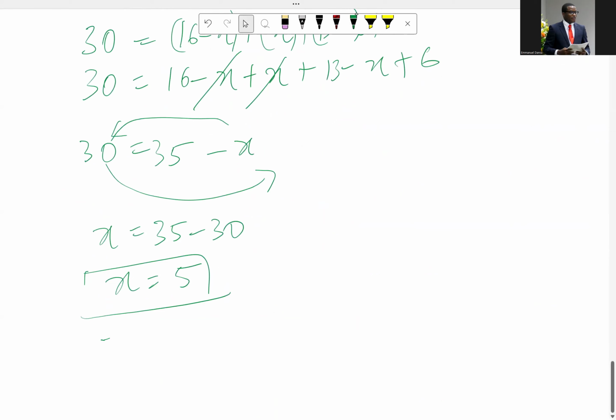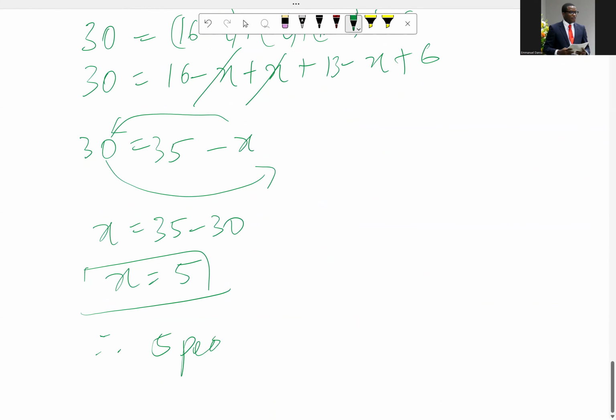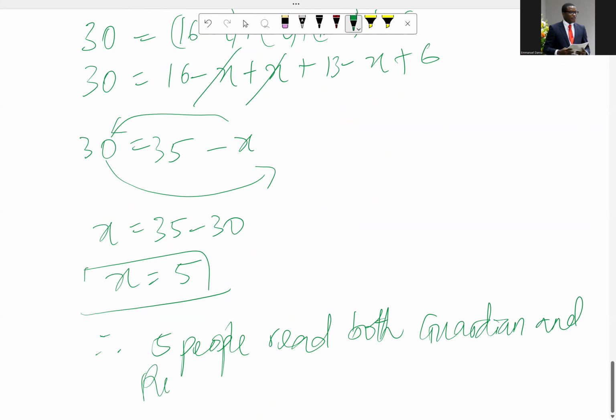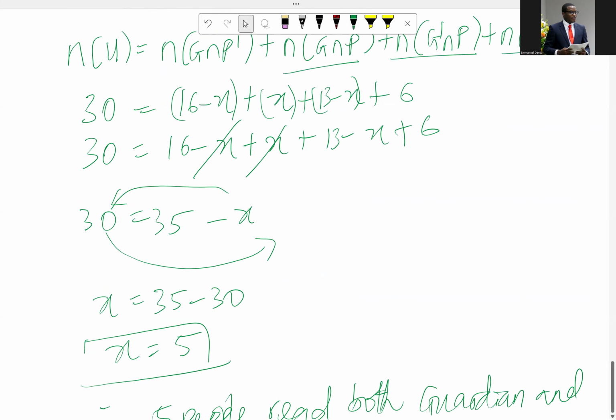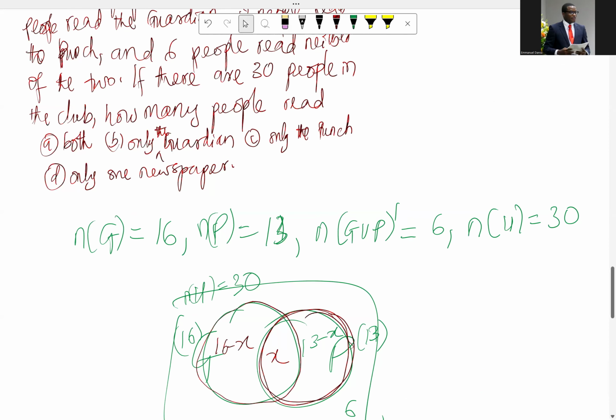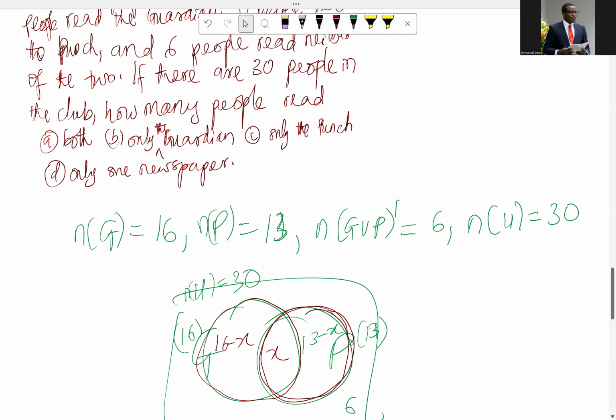So you can say, therefore, five people read both Guardian and Punch. So the last part now, we have three other things to answer. Those who read only the Guardian. So you can see those who read only the Guardian, they are 16 minus x.